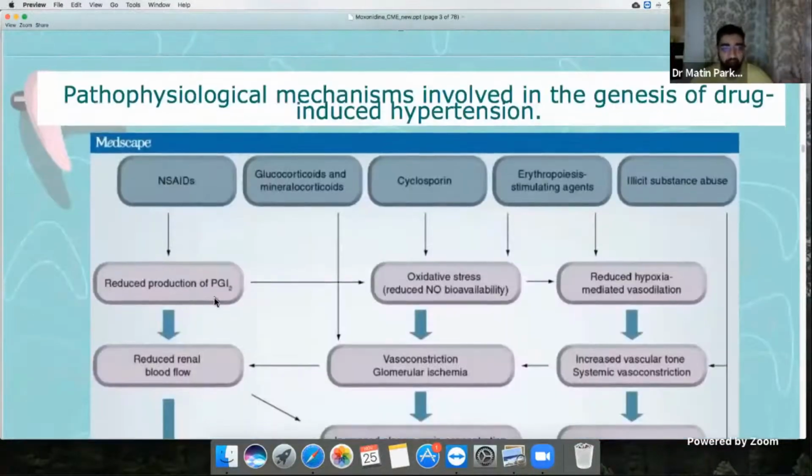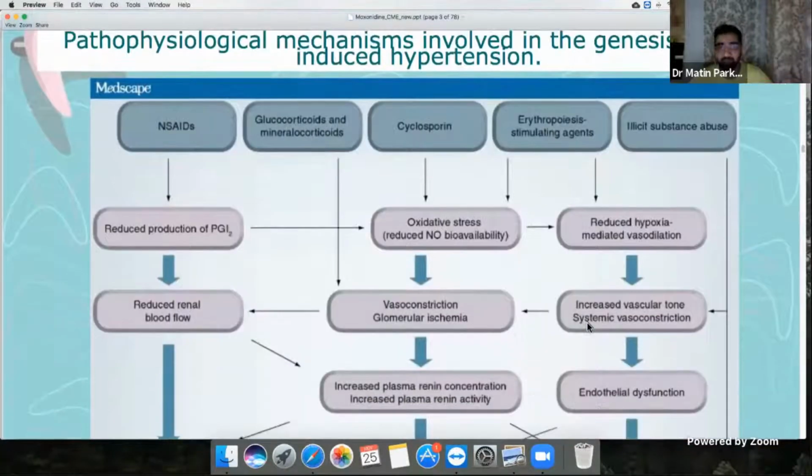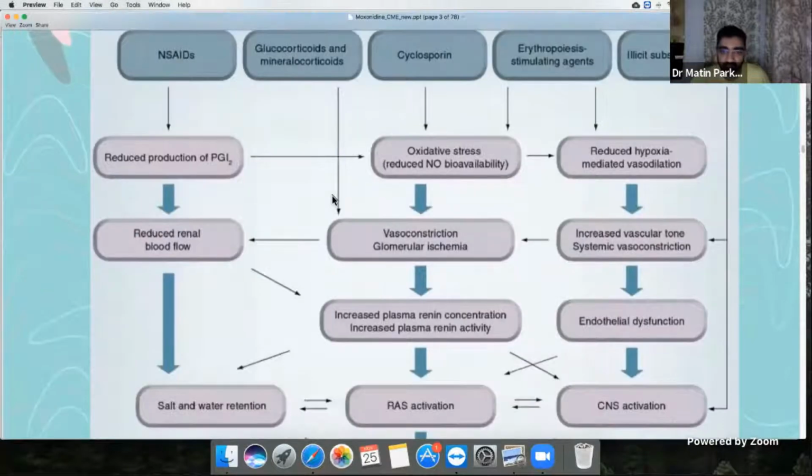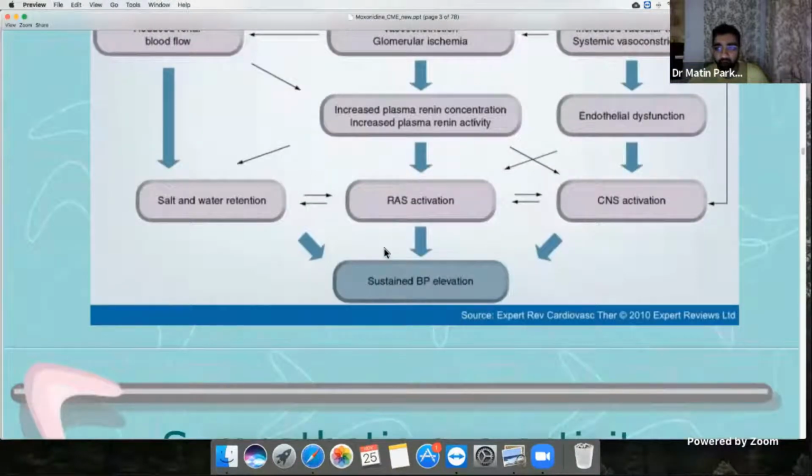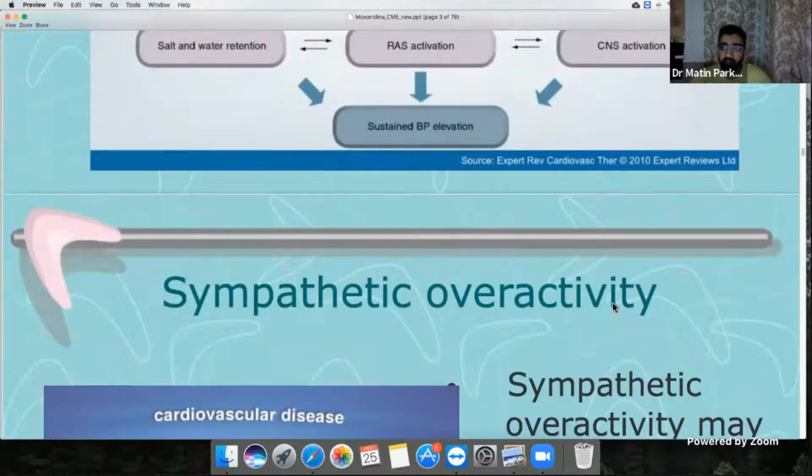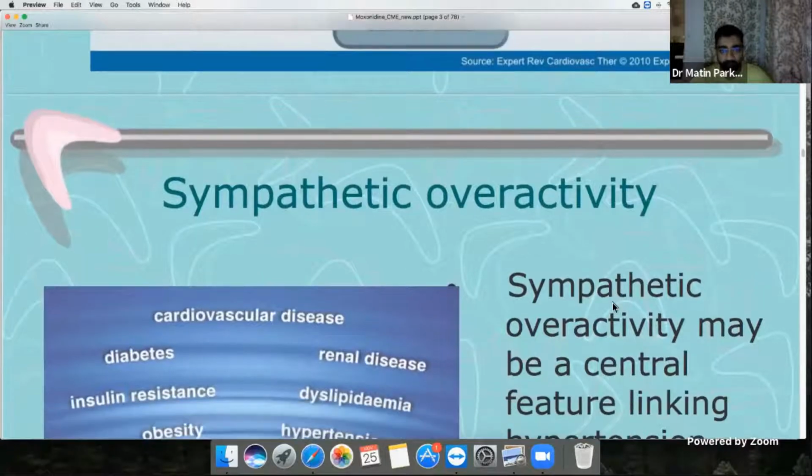Okay, the next important slide would be drugs causing hypertension. Whenever you are evaluating resistant hypertension, you have to also see whether it is drug induced or not. There are many drugs like NSAIDs, glucocorticoids, mineralocorticoids, or cyclosporin. These are the drugs usually causing higher blood pressure, causing hypertension. Steroids usually cause hypertension. And if these drugs are going along with the antihypertensive, these drugs should be discontinued for managing the blood pressure.